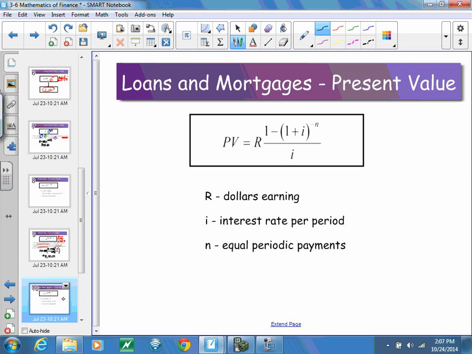The next example that I'm going to go through is a loan example. It's a different formula looking for the present value of something. If you were to have payments of a certain amount for a car or for a home, we can figure out what the actual present value is going to be. What is the cost of it currently? So here you have R, which is more like your payment.